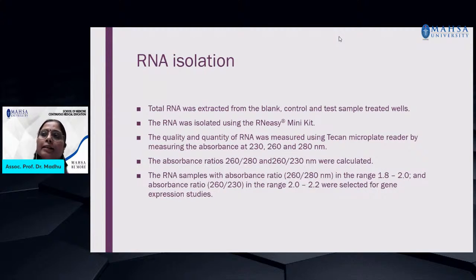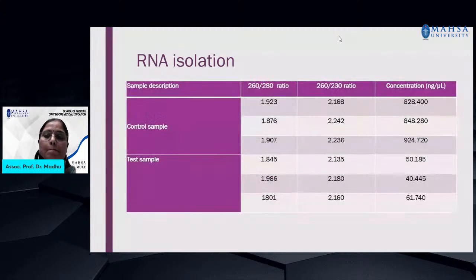The expected values for 260 over 280 are in the range of 1.8 to 2.0, whereas the absorbance ratio for 260 over 230 nanometers is in the range of 2.0 to 2.2. So these are the expected ones.